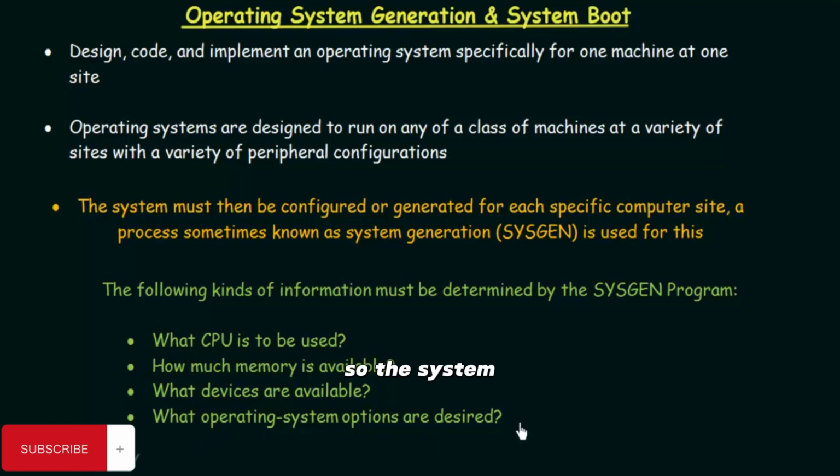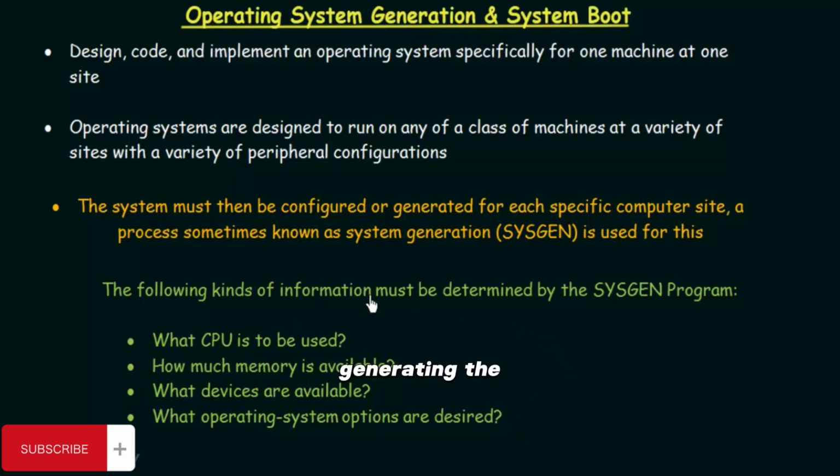And the fourth thing is what operating system options are desired. So the system program has to find out what this machine is intending from the operating system. That means what does this system want the operating system to do? What are the kinds of functions this system or this machine wants? So the system program has to find out what the operating system options are that the system wants, so that depending upon that, it can generate the operating system for that particular task or set of tasks.